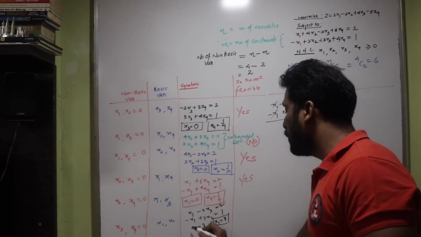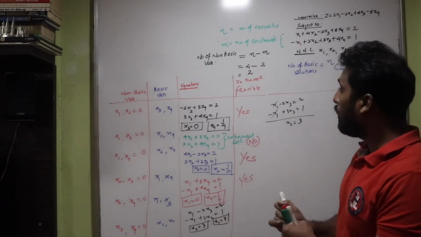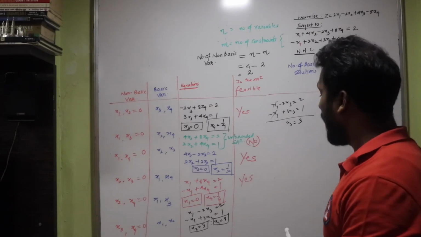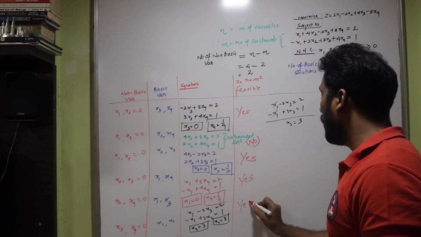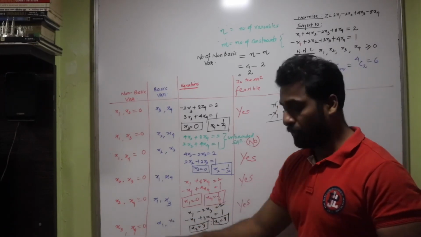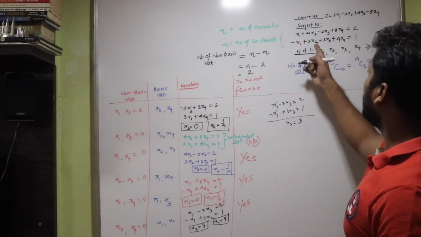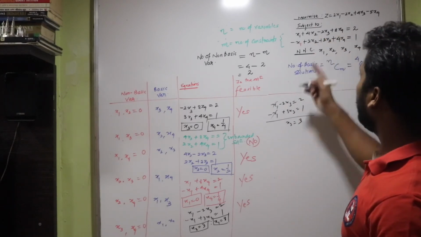One more set of values, and this set of values also satisfies the non-negativity constraint. Hence I will call this also a feasible solution. One last set of values is left. x3 and x4 are going to be taken as 0. So when I take x3 and x4 as 0, what equations will I be getting here?